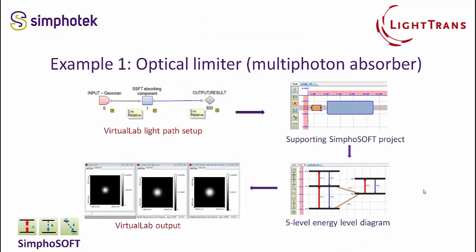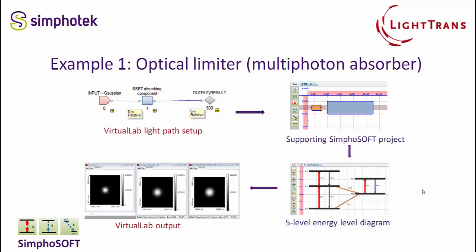Next, we're going to go to the three examples. Example 1 is an optical limiter, which is an organic multiphoton absorber. In the upper left, we show the VirtualLab light path setup, which includes a Gaussian input beam, an absorbing component, and an output. For these first two examples, we're going to keep the VirtualLab light path quite simple. We're not going to put in any lenses, mirrors, or so on.